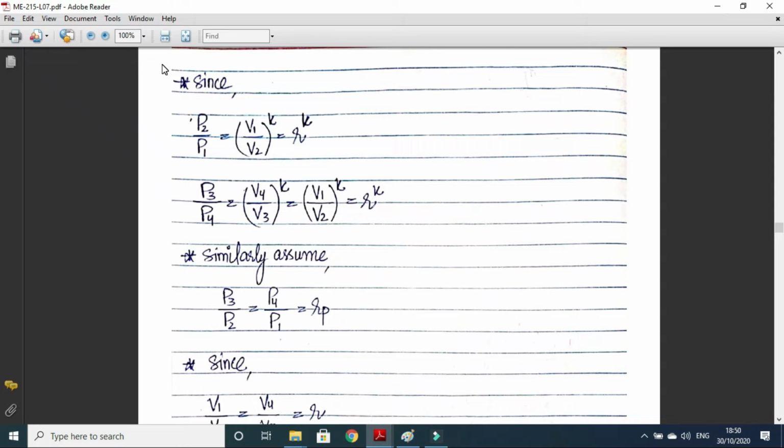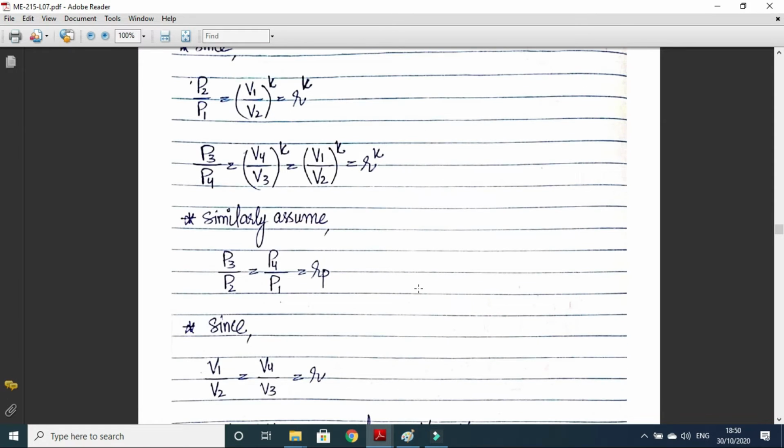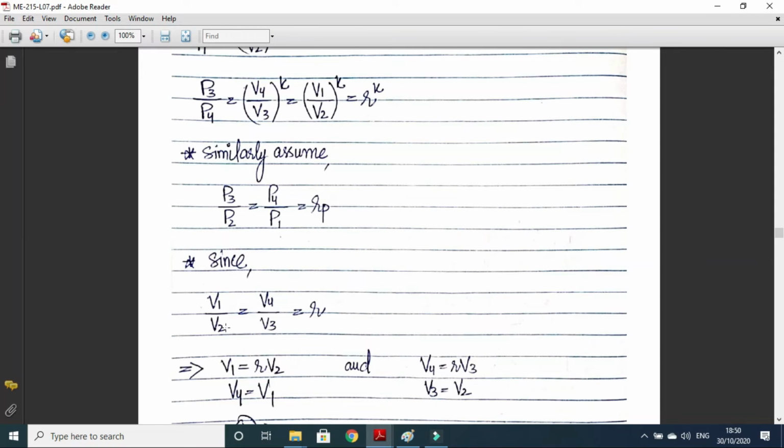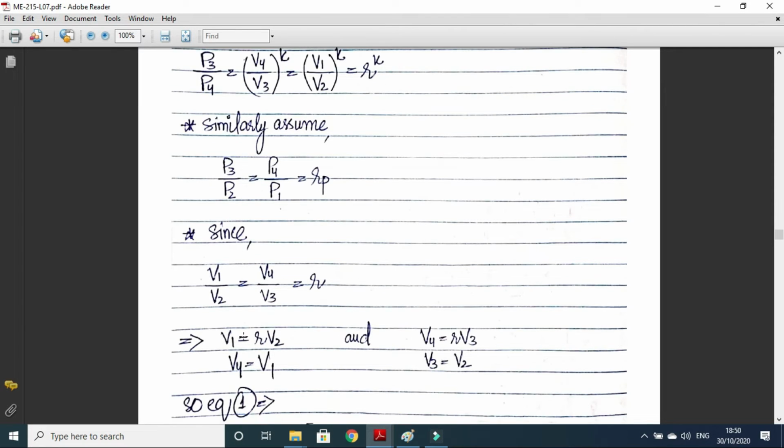I advise you to please remember these values, because we will be using them in the later part of the derivation. V1 upon V2 is equal to R, and V1 is equal to V4, V2 is equal to V3. You can see this from the figure. Now V1 will be equal to R V2, and V1 is equal to V4.